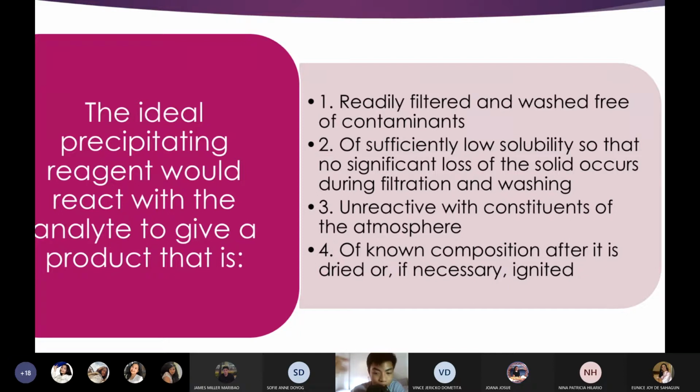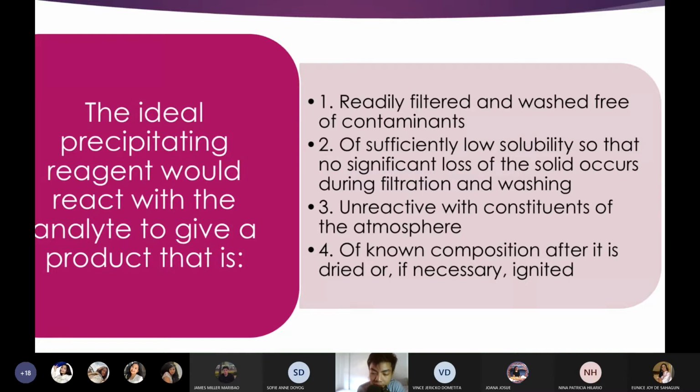So, ayaw natin ng precipitates that is very reactive with the air. May mga ganun substances na. So, kasi kapag nag-react sila with the air, pwedeng tumaas yung mass nila. And as a result, that will give you false numbers. Mali yung mga numbers na makakalculate mo out of that. So, that means your precipitates must be unreactive with the air.